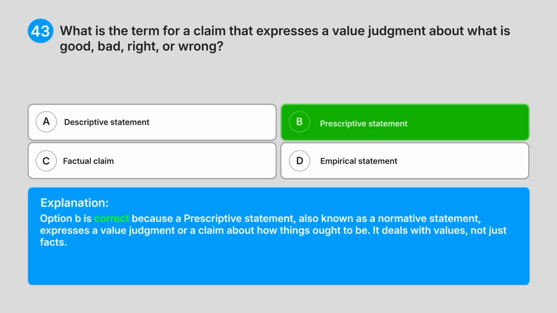Explanation. Option B is correct because a prescriptive statement, also known as a normative statement, expresses a value judgment or a claim about how things ought to be. It deals with values, not just facts.